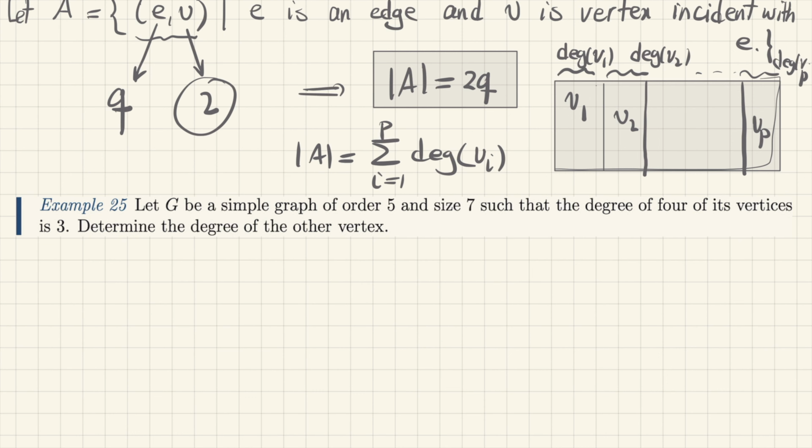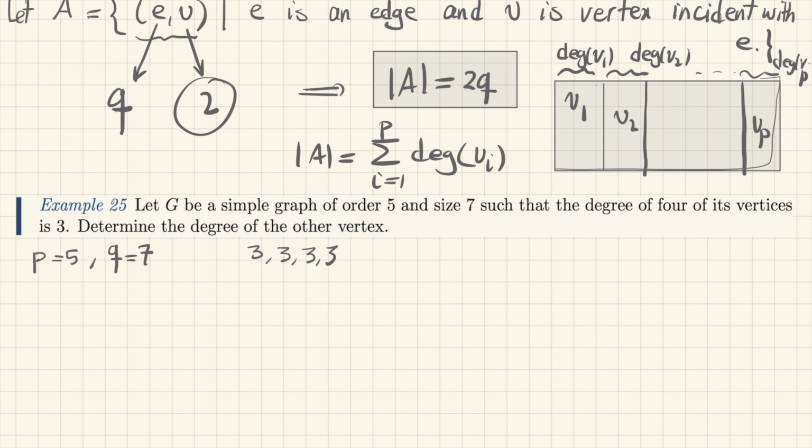Let G be a simple graph of order 5 and size 7. So when I read this, I would write p is equal to 5 and size q is equal to 7, such that the degree of 4 of its vertices is 3. Okay, so it means that I have 3, 3, 3, and 3 in my list of degrees. Determine the degree of the other vertex. Yeah, it's very simple. Let me not spend time on it. I will give you the second one to solve.